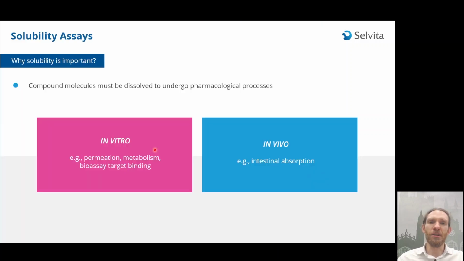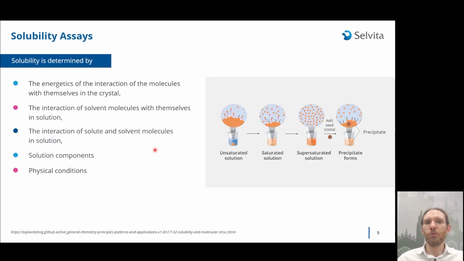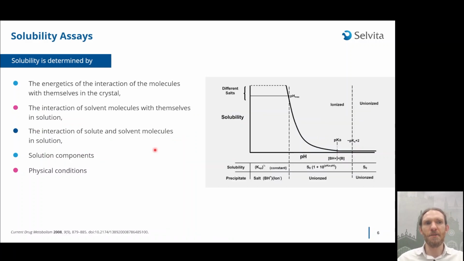Previously, we were answering the question why solubility is important. It is important because all compound molecules must be dissolved to undergo any pharmacological process. Next, we will be discussing what determines solubility. But we missed one thing, and this is pH. As most drugs are ionizable molecules, their solubility will be affected by the pH of the environment.